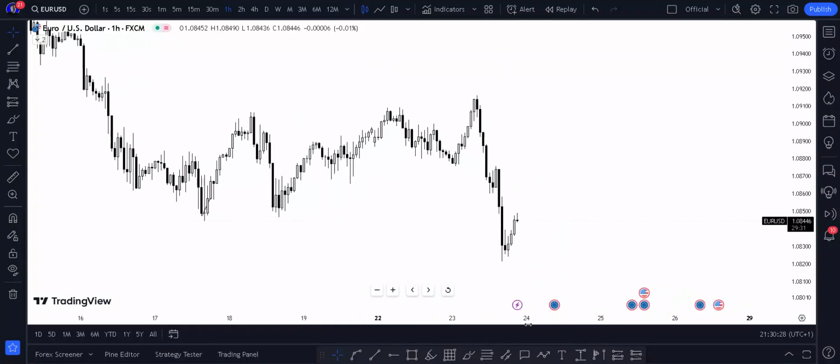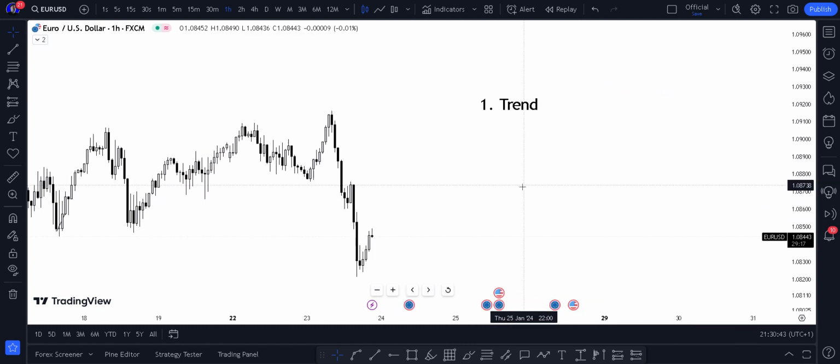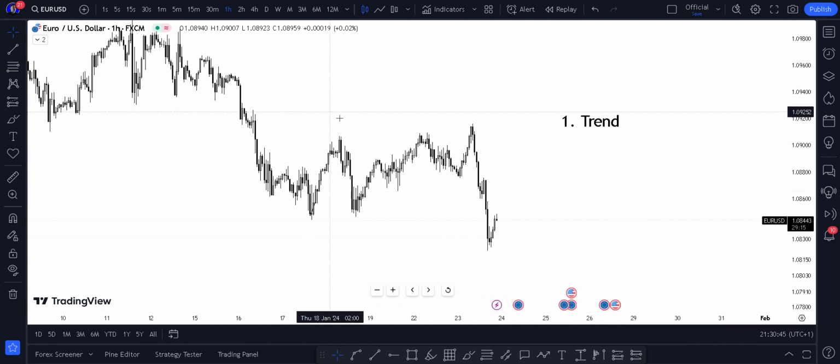The first thing that we always focus on, number one on the list, is you always need to understand the trend. Trend is your friend, right? Let me just make this bigger. Boom. Trend is number one. You want to know the market structure, and I already made a video on it, so I might as well link it below this one.